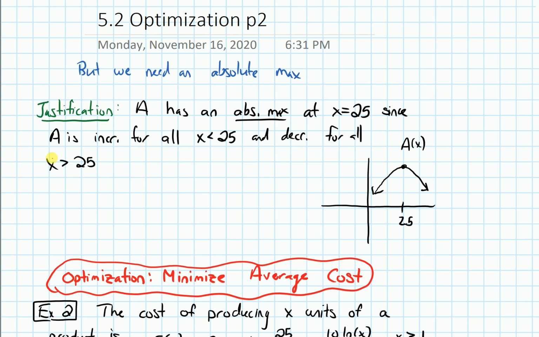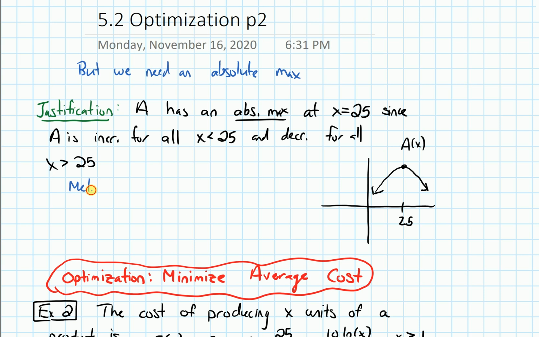This justification is essential. It is super important. Anytime we do one of these optimization questions, if we use this number line method, which sometimes we'll have to, we have to have this extra sentence to justify why it's an absolute max, not just a local one.